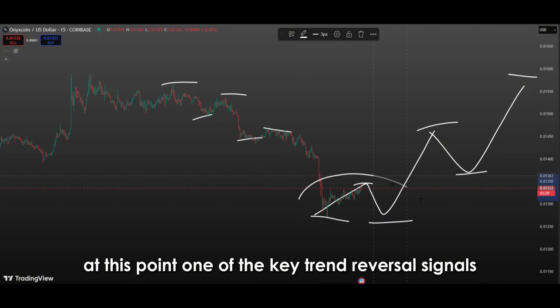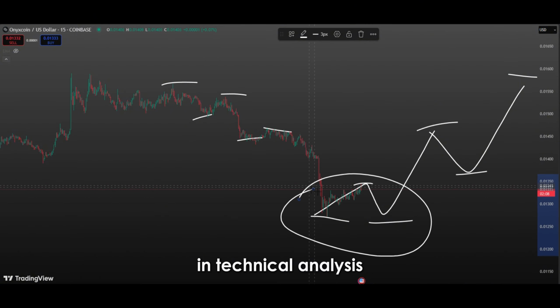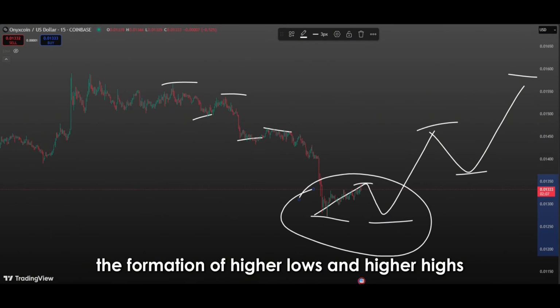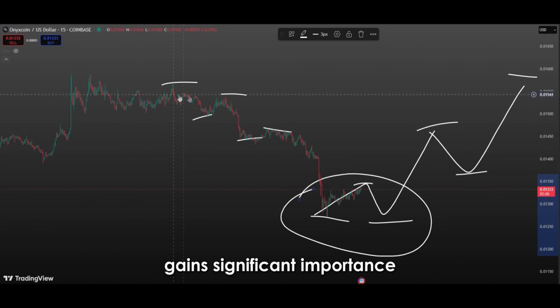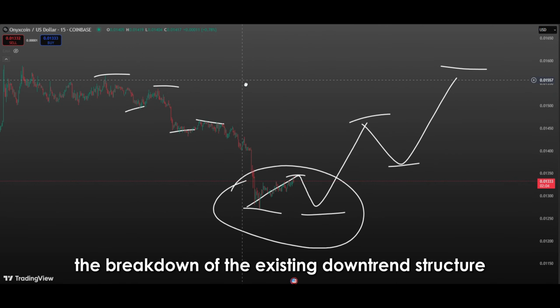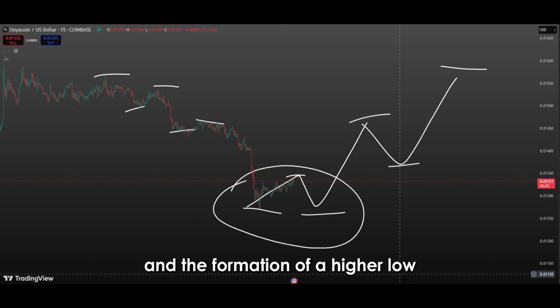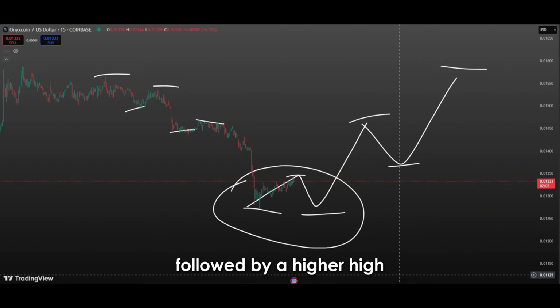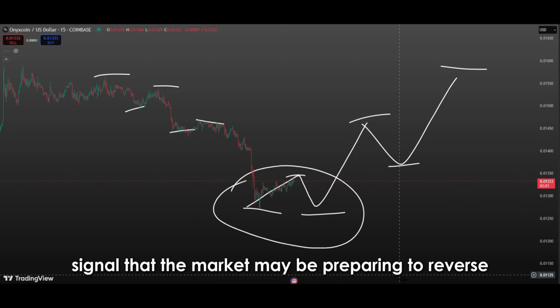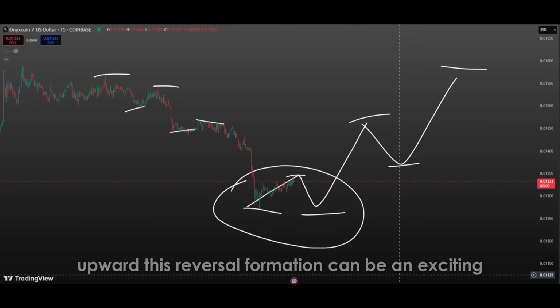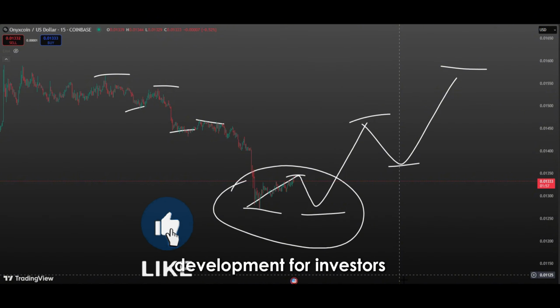At this point, one of the key trend reversal signals in technical analysis, the formation of higher lows and higher highs, gains significant importance. The breakdown of the existing downtrend structure and the formation of a higher low, followed by a higher high, is a strong signal that the market may be preparing to reverse upward. This reversal formation can be an exciting development for investors.